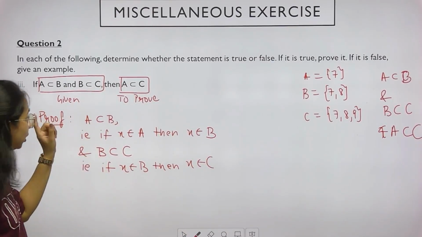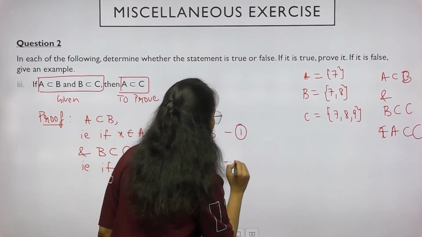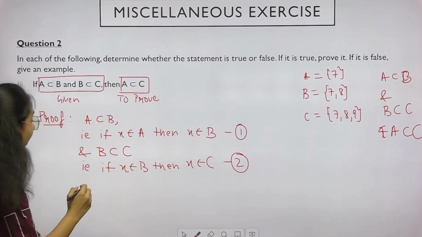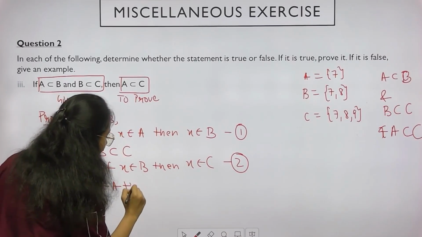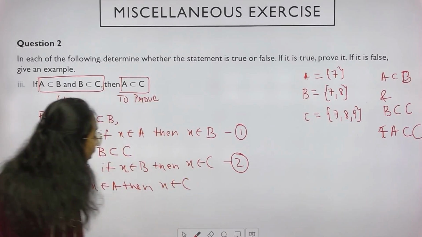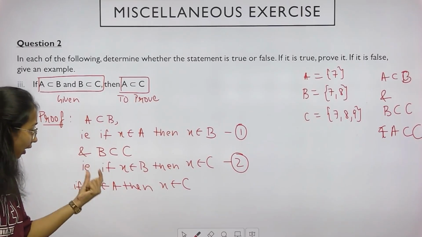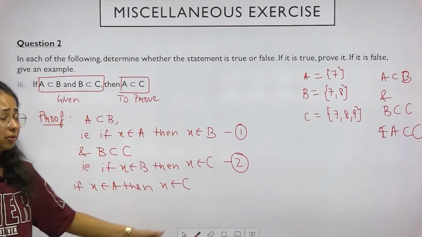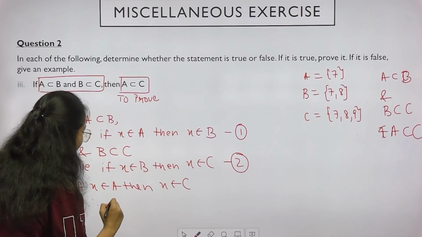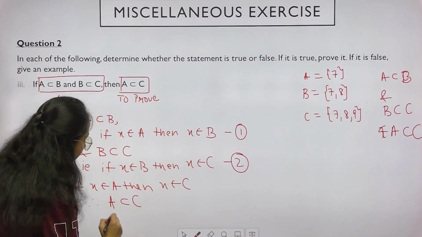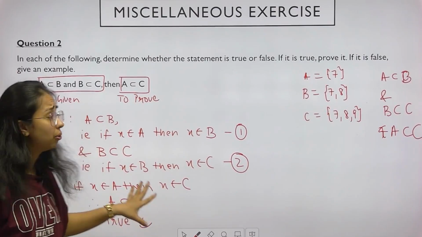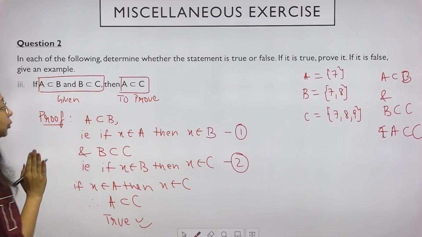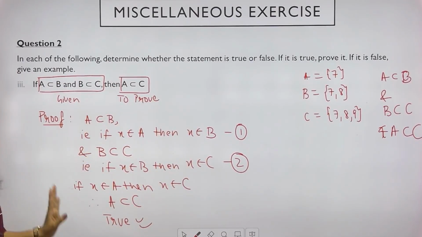Now clearly using statements 1 and 2, we can say that if X belongs in A, then X belongs in C. This means that all the elements of A are a part of elements of C. Therefore, we can write that A is a subset of C. So this statement is absolutely true. Since this statement is absolutely true, you need to write only the proof of this particular statement. Clear? Alright. Moving on to the next question.